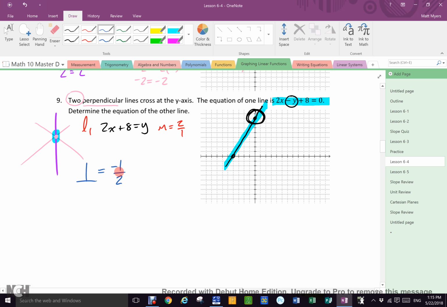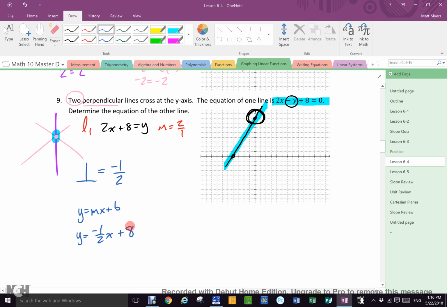Is that my slope? Do I have the same y-intercept? Sure. So write out the formula. y equals mx plus b. What goes in for m? Negative 1/2. What goes in for b? Positive 8.